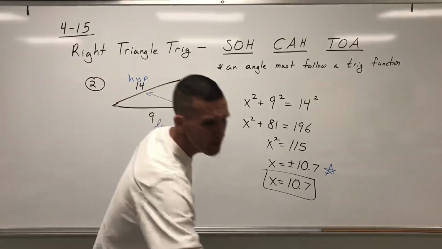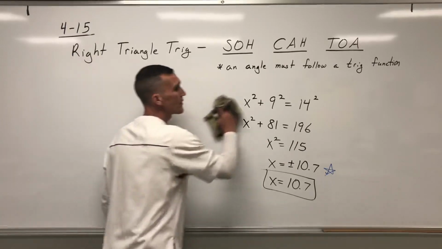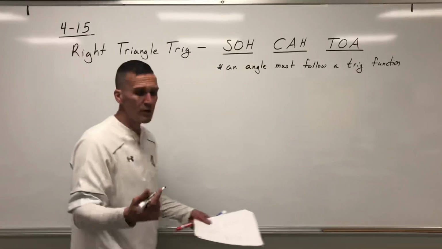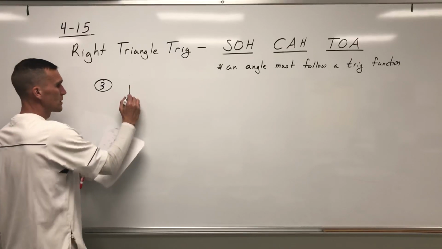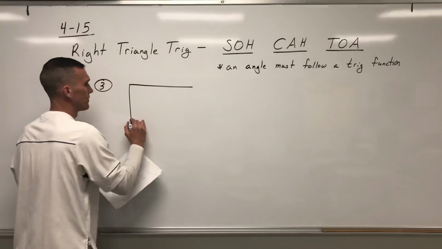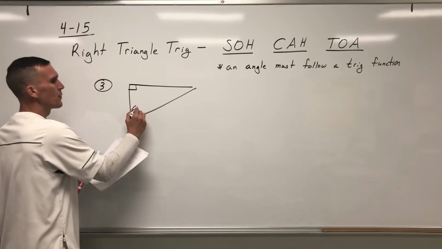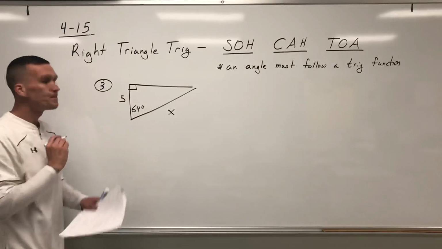Okay, last example of the day. Number 3, we're gonna have another right triangle. Whether we do trig or Pythagorean theorem, we need a right triangle. And our triangle is gonna look like so. And here's my right angle. I'm gonna put 64 degrees there. I'll put an x there and a 5 there.